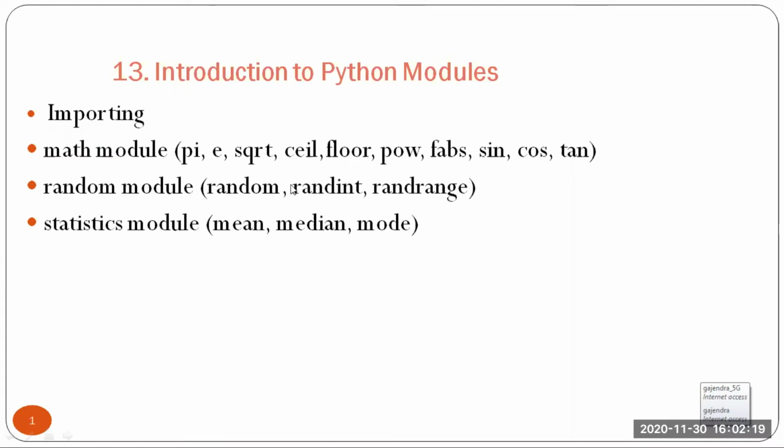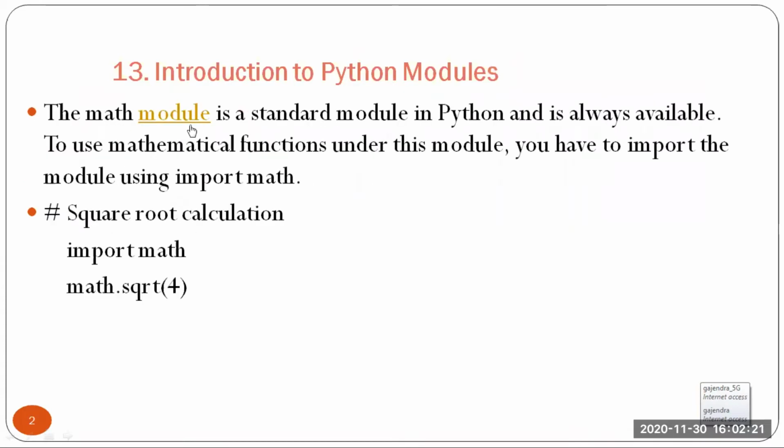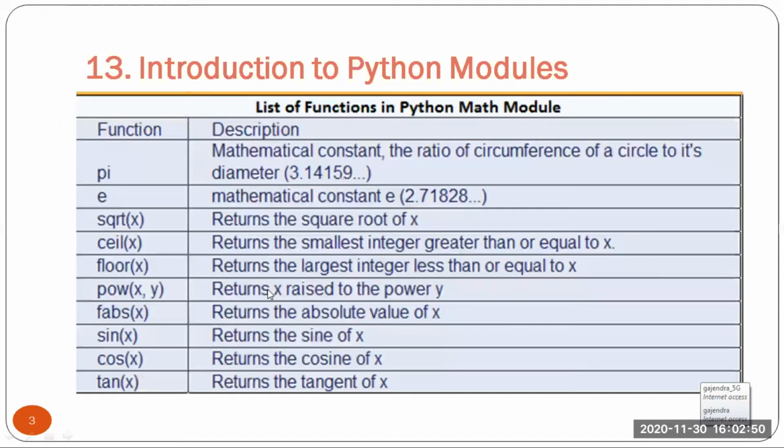So let us start with the first one. The math module is a standard module in Python and is always available to use mathematical functions. You can make use of it like this. You simply use import math so that the module is available, and then we can make use of the methods, like here, math.sqrt(4). The argument passed is 4, so the square root of 4, which is 2, will be given.